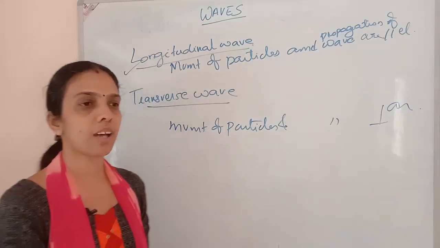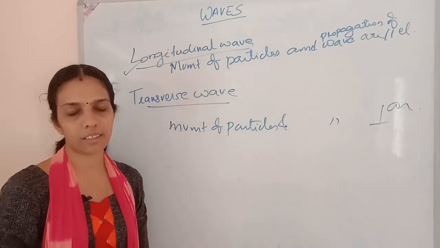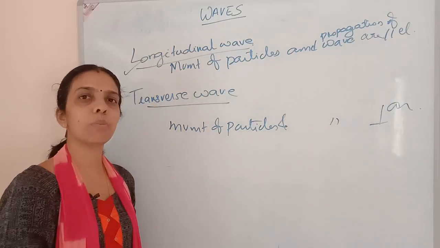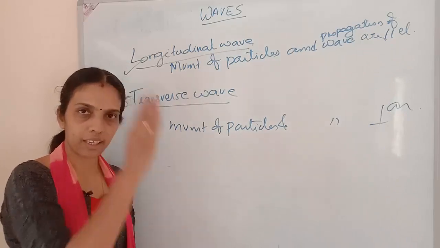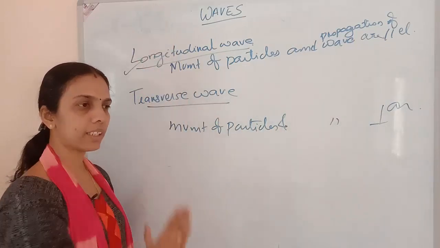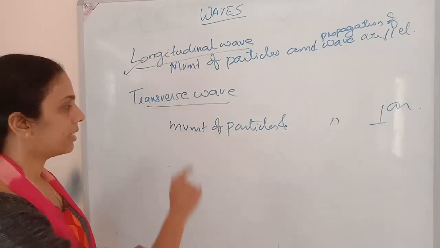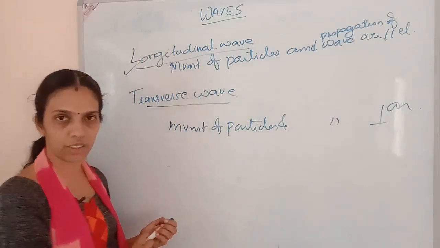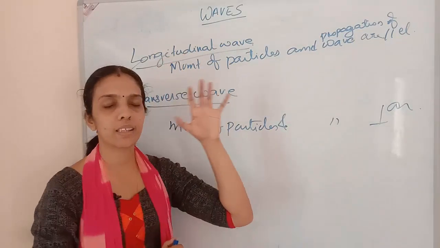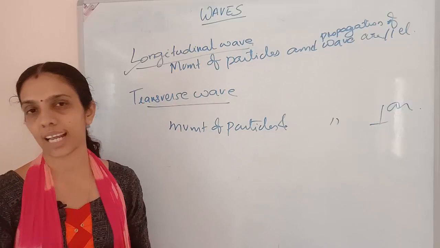And suppose a string is fixed at one end and the other end I am keeping in my hand, and I am giving a jerk like this, what will happen? Particles will be moving in this direction, but the waveform which is forming will be moving in that direction. So the jerk is happening in this direction, particles are moving in that direction. That is, it is perpendicular to each other. That is called a transverse wave. Okay, clear? So these are the two types of mechanical wave, longitudinal wave and transverse wave.